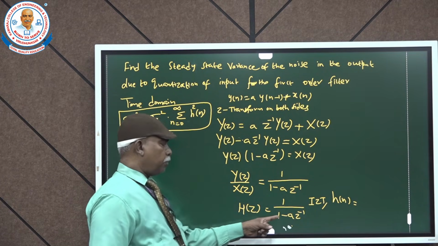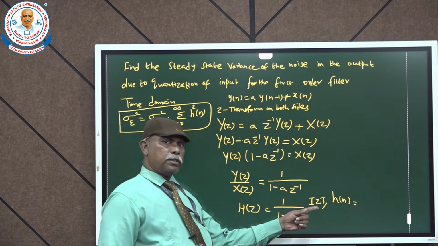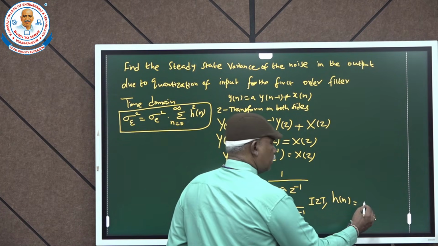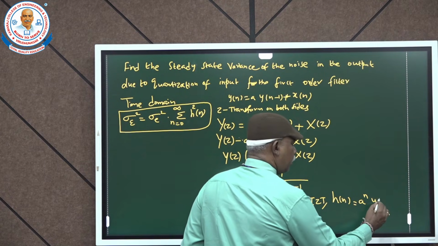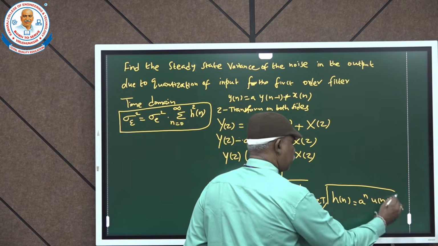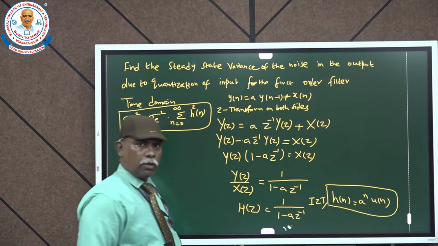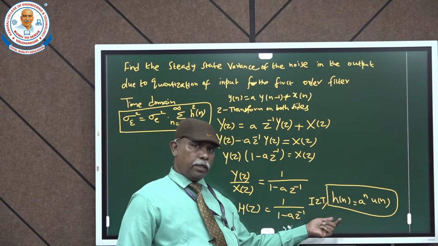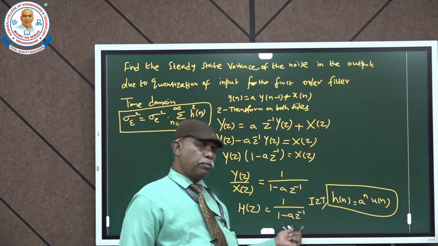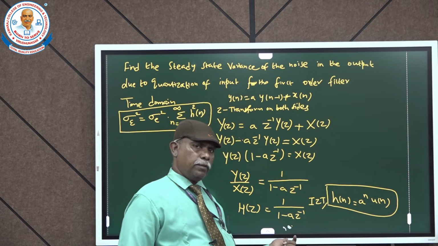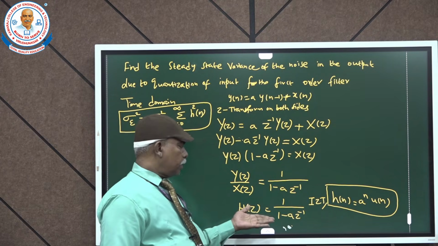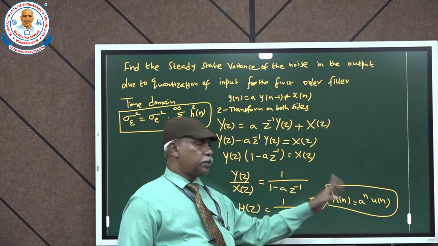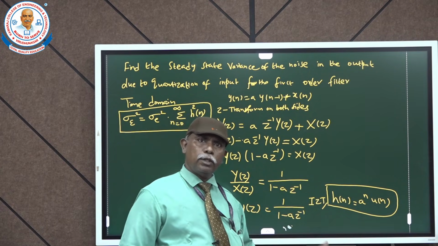H of Z is equal to 1 by 1 minus a Z inverse. H of n is equal to a power n into u of n, because you already studied this in signals and systems, right? I do not want to repeat it once again. In time domain, a power n into u of n, you take a Z transform, it becomes 1 by 1 minus a Z inverse. Or 1 by 1 minus a Z inverse, you take the inverse Z transform, it becomes a power n into u of n. So your h of n is a power n into u of n. U of n means unit step signal.